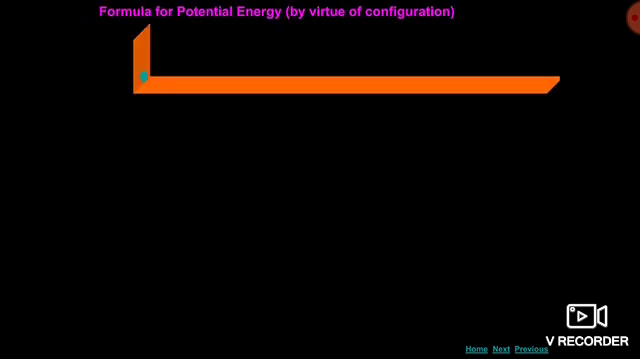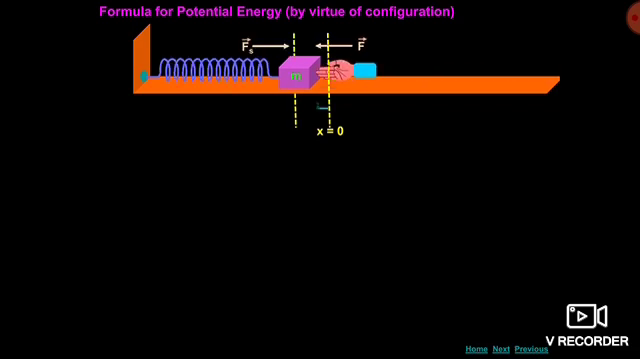A formula for potential energy by virtue of its configuration. As you can see again, the spring is there. Now suppose this position is x is equal to 0. You apply the force, the spring is compressed and it has gone to another position, and we have taken xc as a displacement. Fs is positive, x is negative. Fs is actually the restoring force in the spring, because when you compress the spring, F is the applied force whereas Fs is the restoring force.